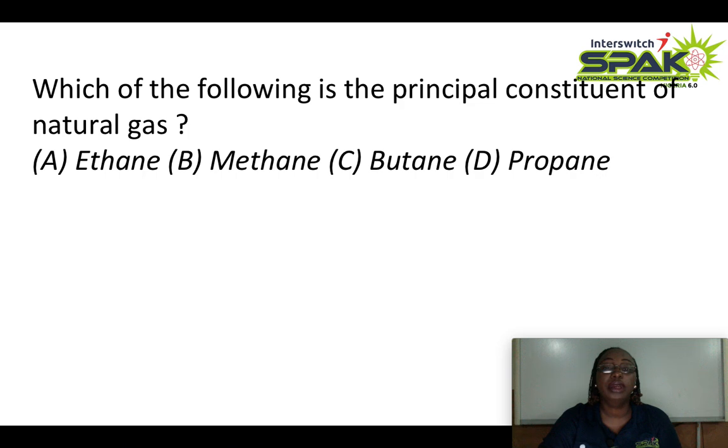Which of the following is the principal constituent of natural gas? If you listened carefully, you will realize that we mentioned it in this lesson, and the answer is methane. Methane is the principal constituent of natural gas. Okay, moving on to the next question.